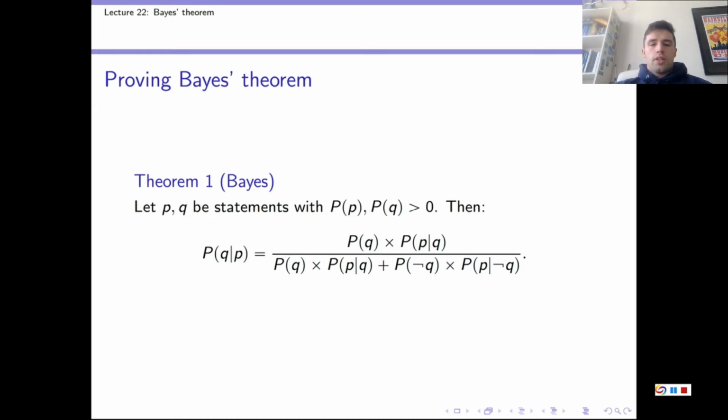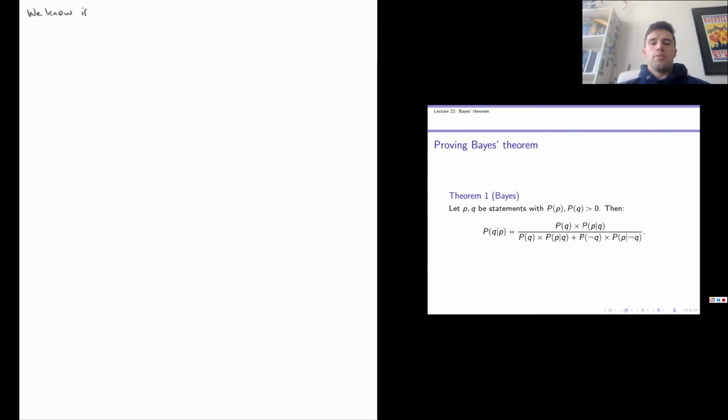We start with the definition of conditional probability from a few lectures ago. That definition is this. Let P and Q be statements of non-zero probability. The probability of Q given P is the probability of P and Q divided by the probability of P. Now we notice a few things.